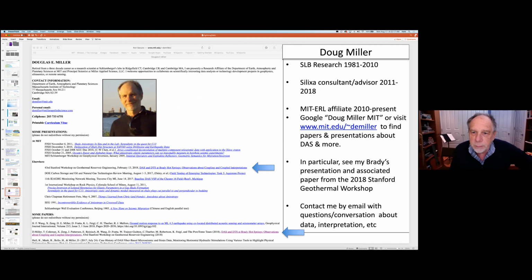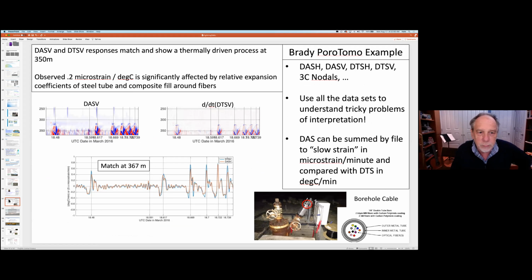I was an advisor for Silixa from 2011 to 2018, so I've seen quite a bit of DAS data and participated in quite a few DAS workshops, and I was significantly involved in the initial analysis of the Poro-Tomo surveys at Brady Hot Springs. For the 2018 Stanford Geothermal Workshop, I prepared a presentation that gives a fairly detailed overview of 4 distributed optical data sets that were recorded at Brady's. That's temperature twice and vibration twice.